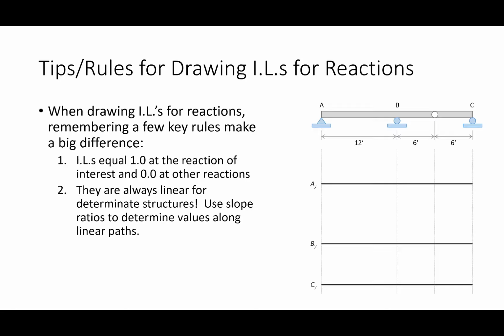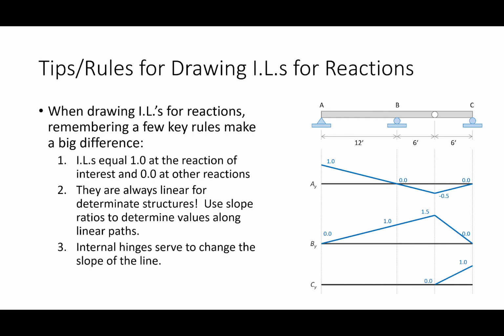Point 2, they are lines. No curves, no parabolas. They are lines. Okay? The third is that if you ever have a hinge, that hinge will change the slope of the influence line. It will change the slope, not change the shape, change the slope. So I'm going to show you these influence lines. These are what they look like.